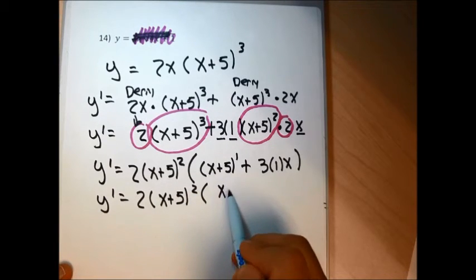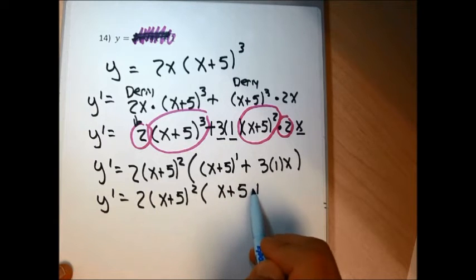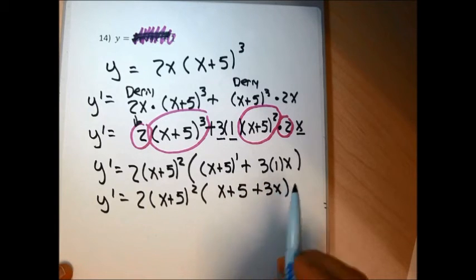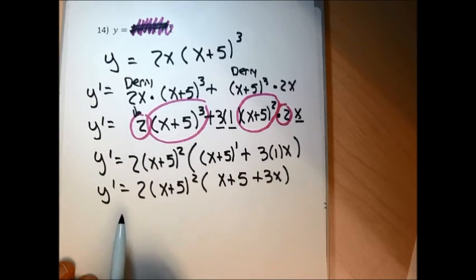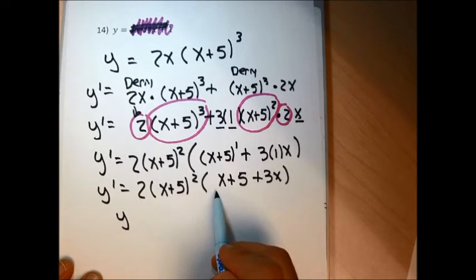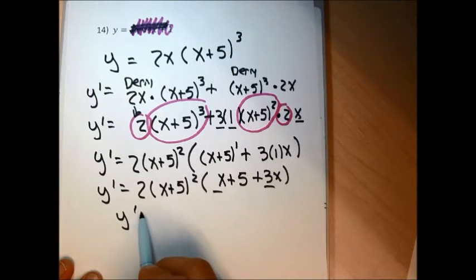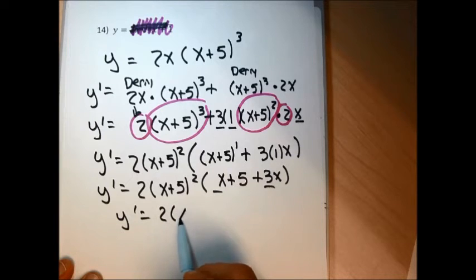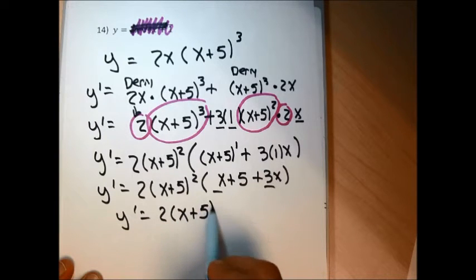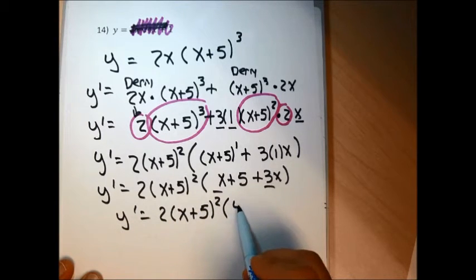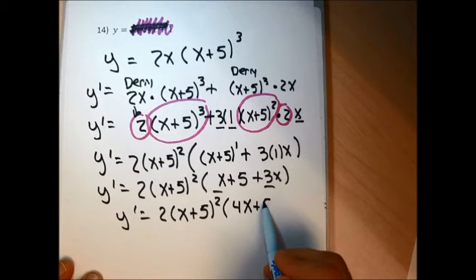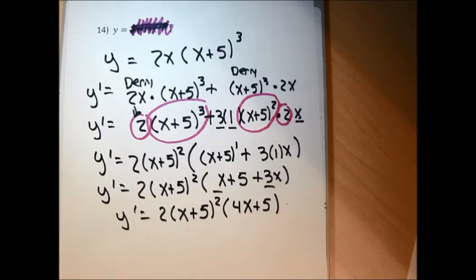First piece I'm going to write x plus 5. Next piece I'm going to write 3x. And then I'm just going to add the 3x and the 1x there and get a 4x. So I get y prime is 2 times x plus 5 squared times 4x plus 5, and that'll be my final answer to 14.